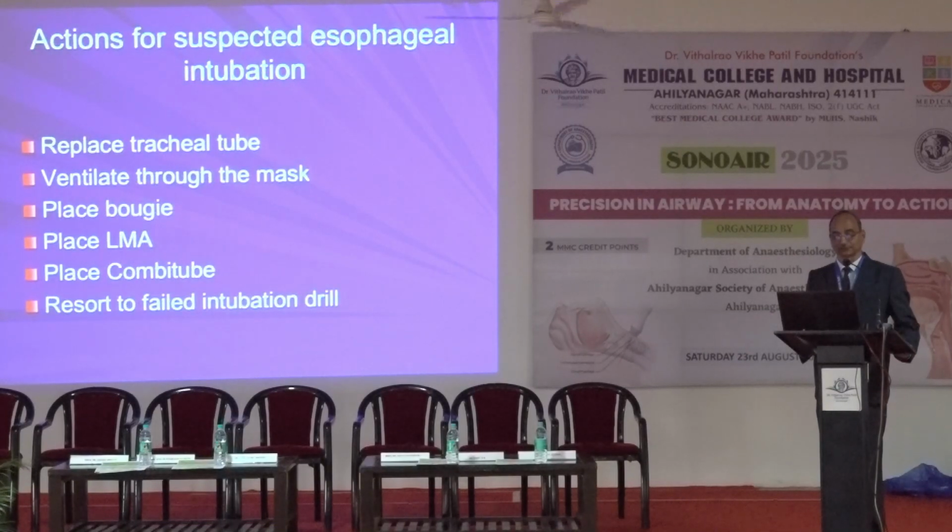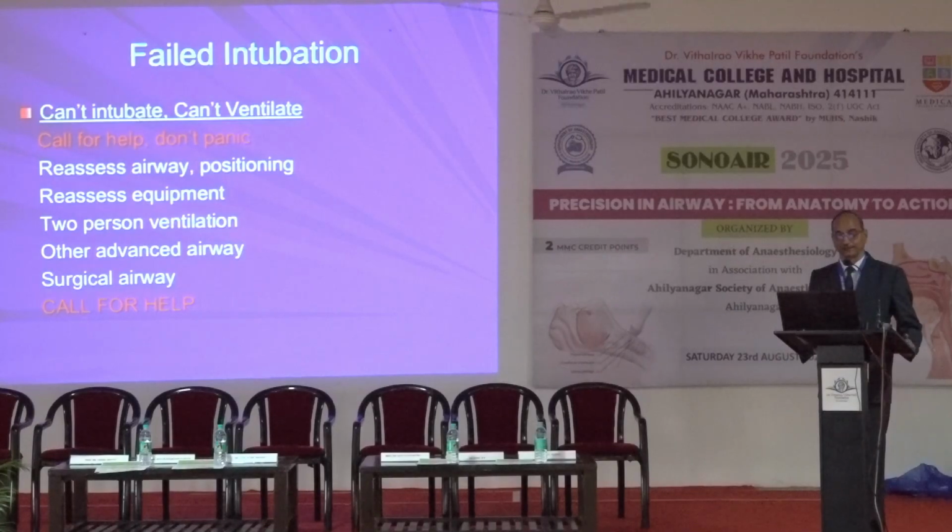What are the actions for suspected esophageal intubation? You have to replace the tracheal tube, ventilate through the mask, place a bougie, place a laryngeal mask airway, or place a combitube, and then finally resort to the failed intubation drill if the above procedures are not successful.